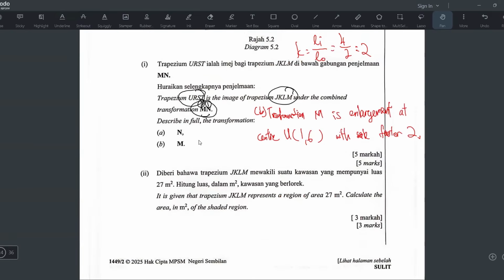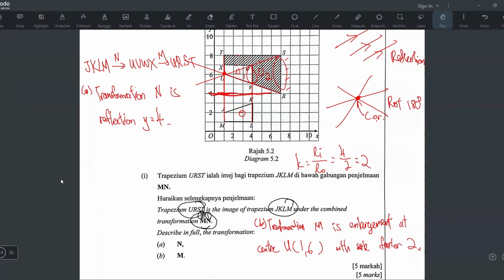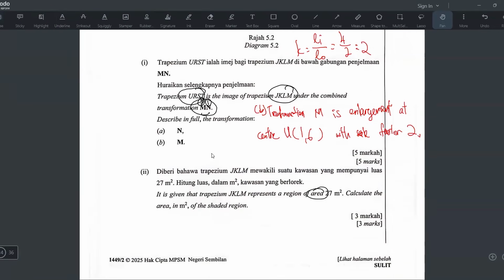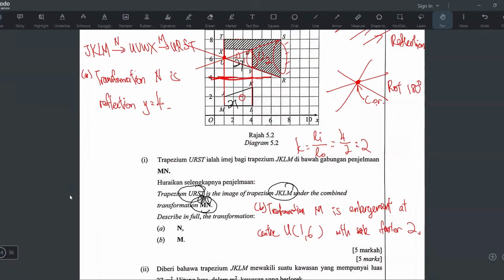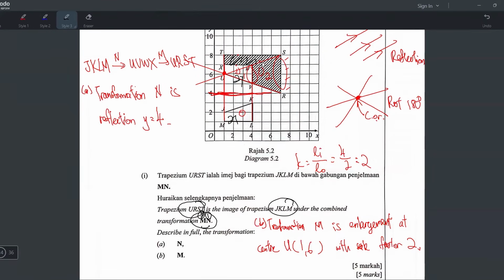Now I will move on to 2. This one is quite common. It always asks about area. After describe, the next thing is always area. It is given that the area of trapezium JKLM is 27. Let's label JKLM as 27. If this area is 27, this one is also 27, because it's a reflection of each other, and the reflection will not affect the size. And then calculate the area of the shaded region. The shaded region is this right here.